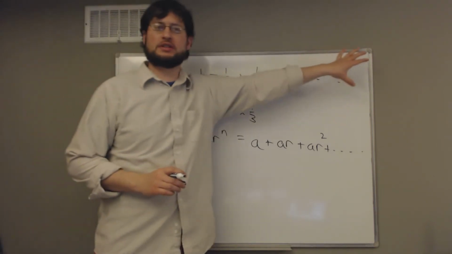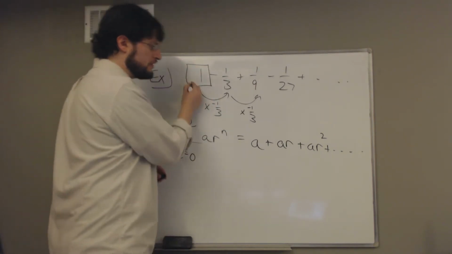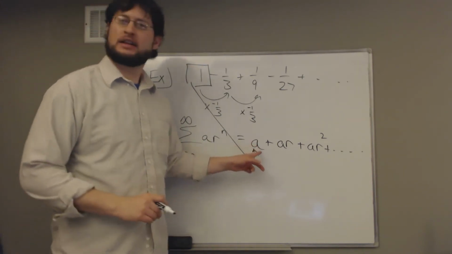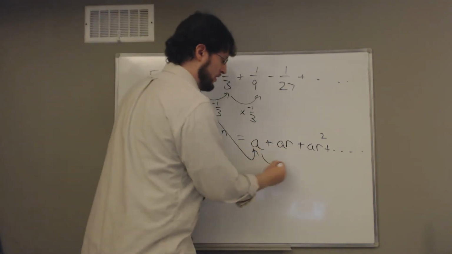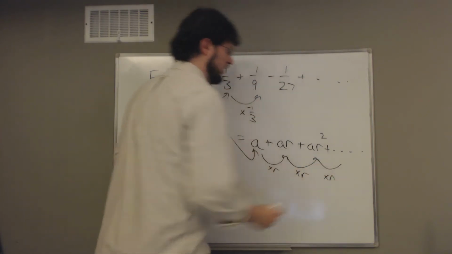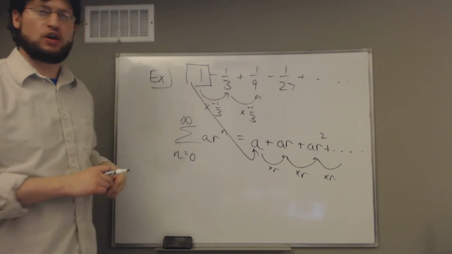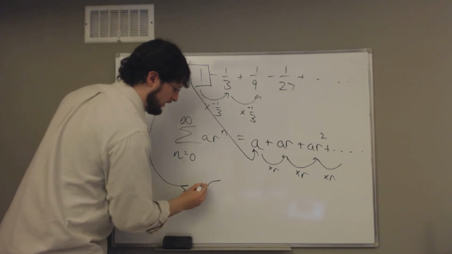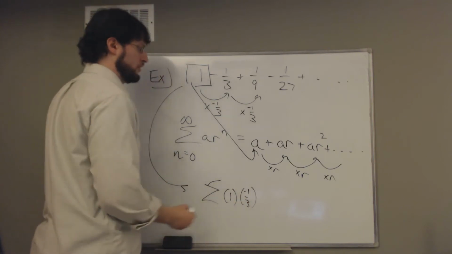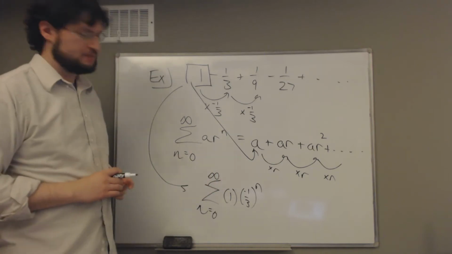So notice what we've got. If we have a geometric series that behaves like this, then the very first value is a. And then how do I go from a to a times r? Well, I multiply by r. And then I multiply by r. And then I multiply by r. So the first value is a, and then what we multiply by is r. So this one I can write as the sum of 1 times negative 1/3 raised to the n, where n goes from 0 to infinity.